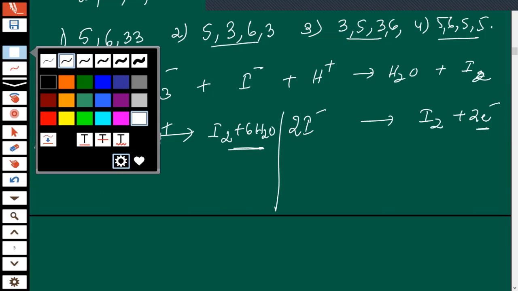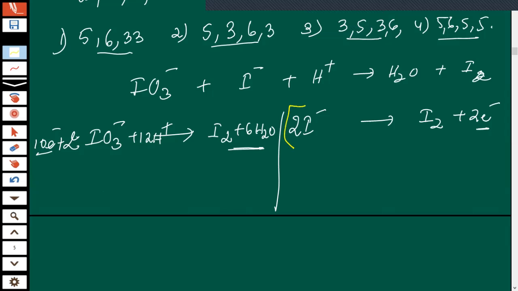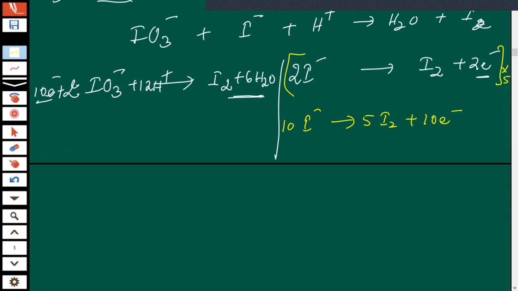So multiply the whole equation by 5. You will get 10 I minus gives you 5 I2 and 10 electrons. Now add both the reactions. The 10 electrons and 10 electrons are cancelled, because one is on the right hand side and another is on the left hand side.